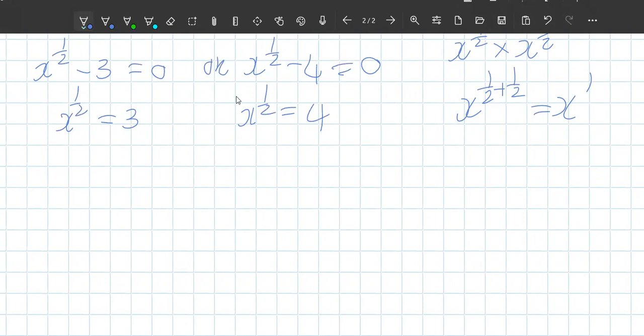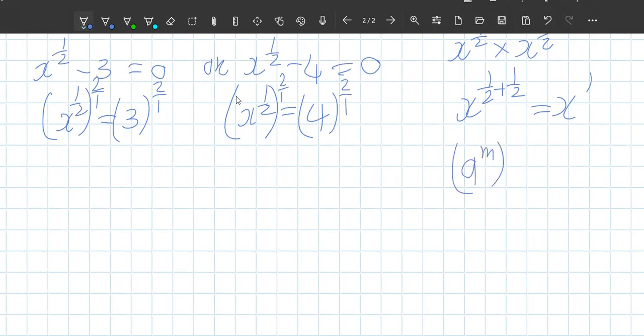To get rid of this exponent, we can raise the power to 2 over 1. And of course, what we do on the left side, we have to do on the right side. This is using the rule of exponents. If a to the power of n is raised to the power of m, then you multiply the exponents together. So we multiply fractions top by top, bottom by bottom, so it'll be 2 over 2. So x to the power of 2 over 2 is just x to the power of 1, and 3 to the power of 2 is 9. And on this side, again, x to the power of 1, and we have 4 to the power of 2, which is 16.